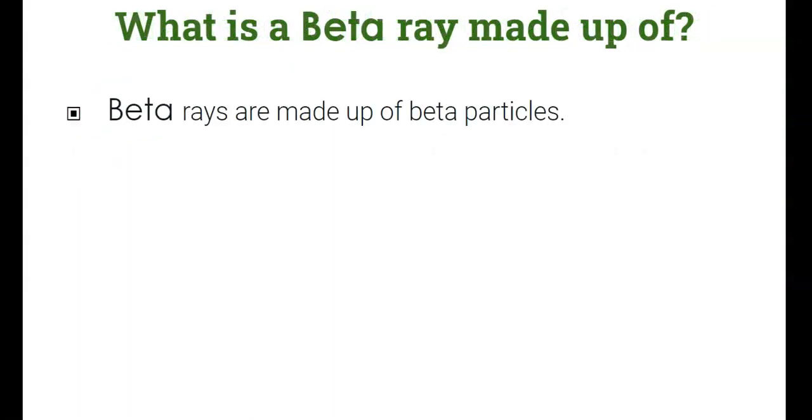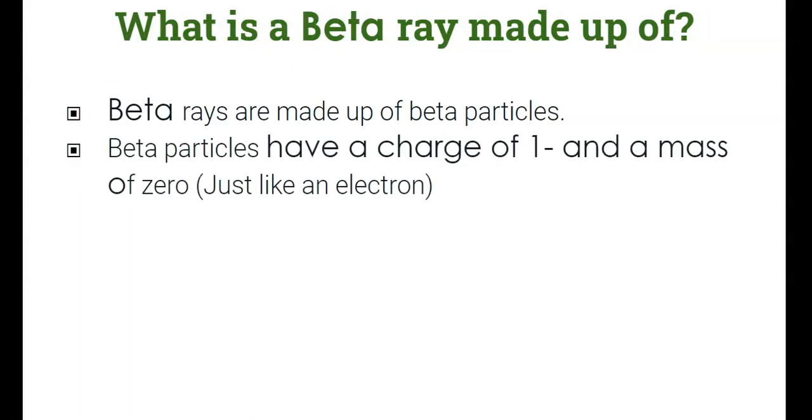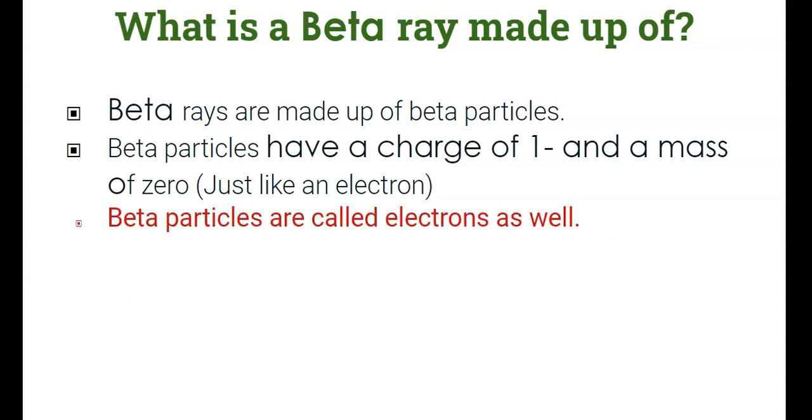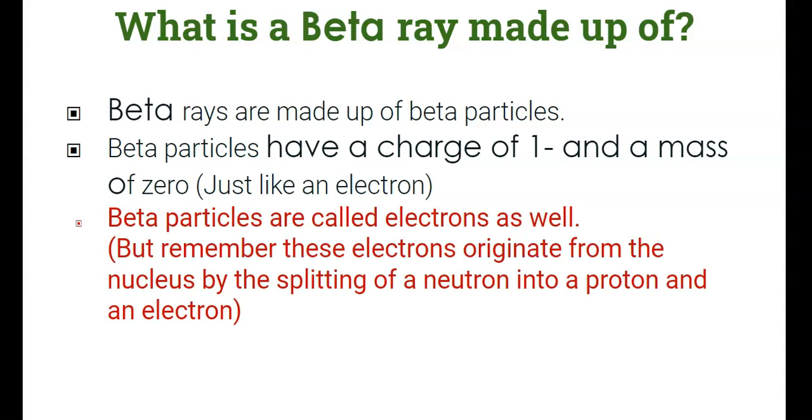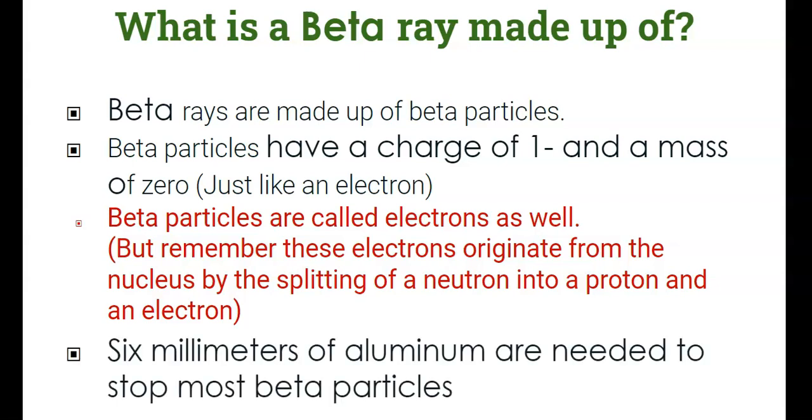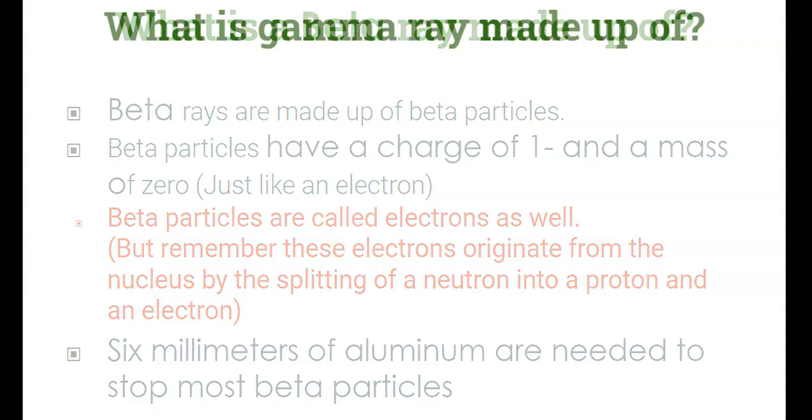Beta rays are made of beta particles, and they have a charge of -1 and a mass of 0, like an electron. Now you might be wondering, how do we get an electron from the nucleus? And that's a good question. So these originate when basically a neutron splits into a proton and an electron. So it emits a beta particle, which is basically an electron, and converts a neutron into a proton. And again, 6 millimeters-ish of aluminum stops most beta particles.